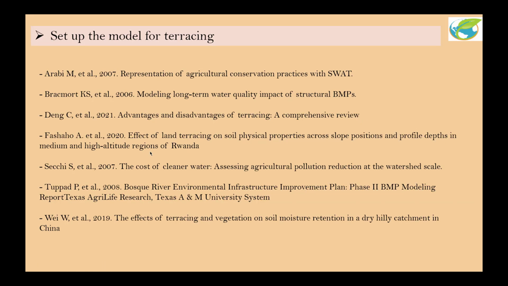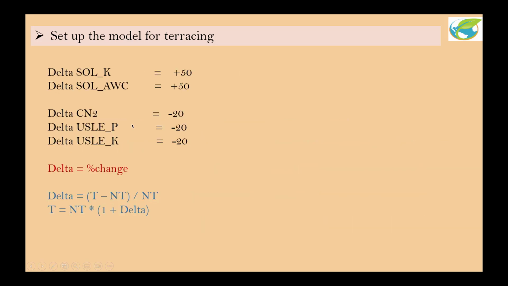There is a lot of literature available about the parameters that change when you do terracing. And then we apply those changes in the parameters here. Here are a few references that I have found, and based on these references, I have come up with these values: the change in soil hydraulic conductivity is about 50%. The delta is percent change. So the percent change in soil hydraulic conductivity is about 50% when you do terracing.